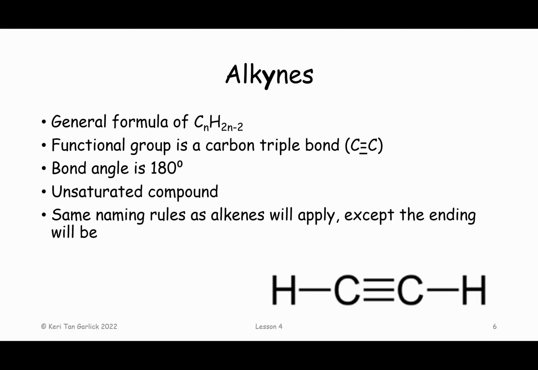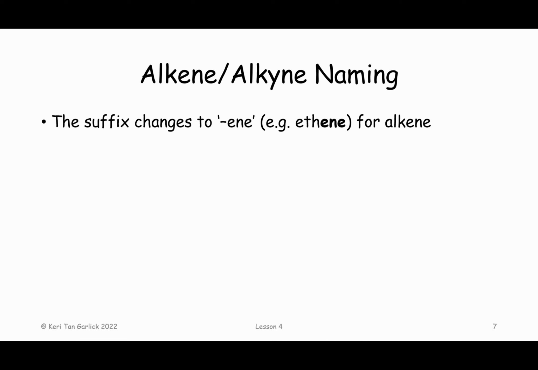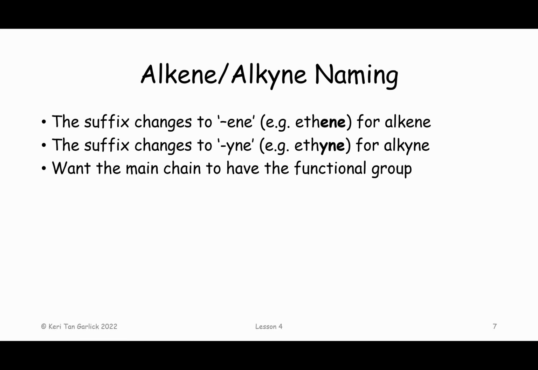And the same naming rules apply with the alkenes and the alkynes. You change that suffix ending to "yne" instead, or "ene" instead. Cool. So, like I said with the naming, we're just changing the suffix at the end. And again, when it comes to that parent chain, it needs to have the functional group. So make sure when you are numbering that the numbering does include that main chain.